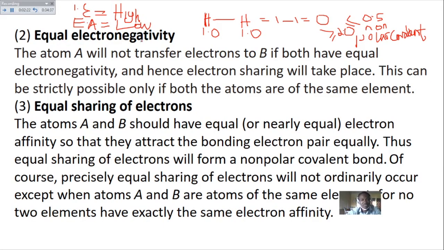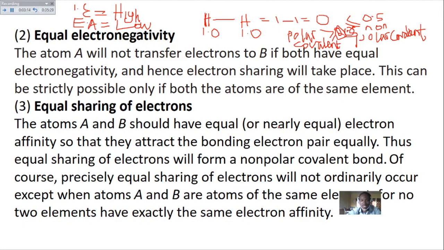Then in terms of electronegativity, we told you that for ionic bonds, they must have a greater electronegativity difference. But in this particular case, for non-polar, this one is less than 0.5. Let me say 0.5 above for me to have what we call a polar covalent bond.